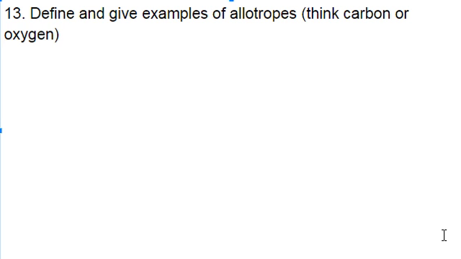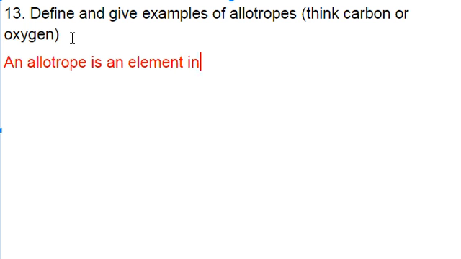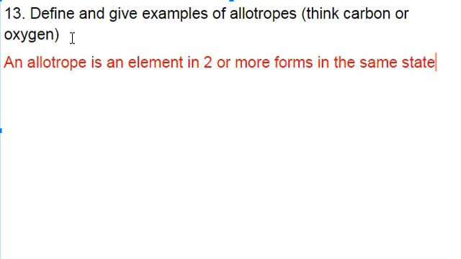Objective 13, define and give examples of allotropes. And I've just put a reminder here to think of carbon or oxygen. An allotrope is an element in two or more forms in the same state. And that's the kicker there, is that it has to be in the same state.